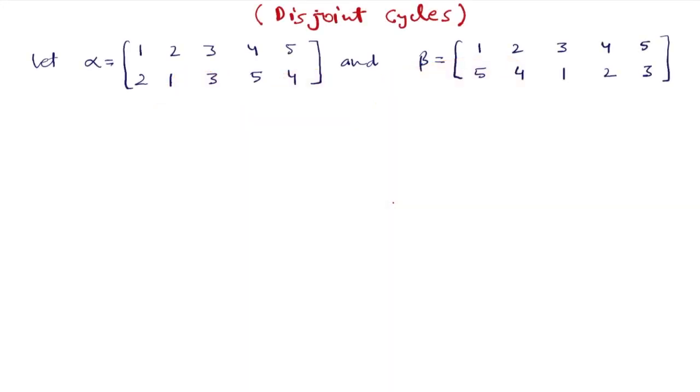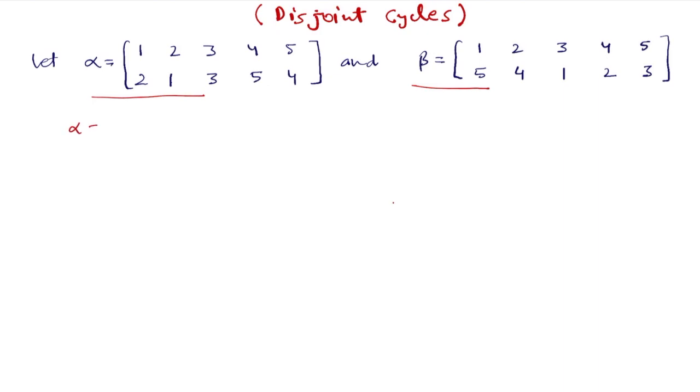In this video, we shall define what are disjoint cycles and prove the result that every permutation can be written as a product of disjoint cycles. Consider these two permutations alpha and beta on 5 elements 1, 2, 3, 4, 5. Let us first write alpha and beta in cycle notation.